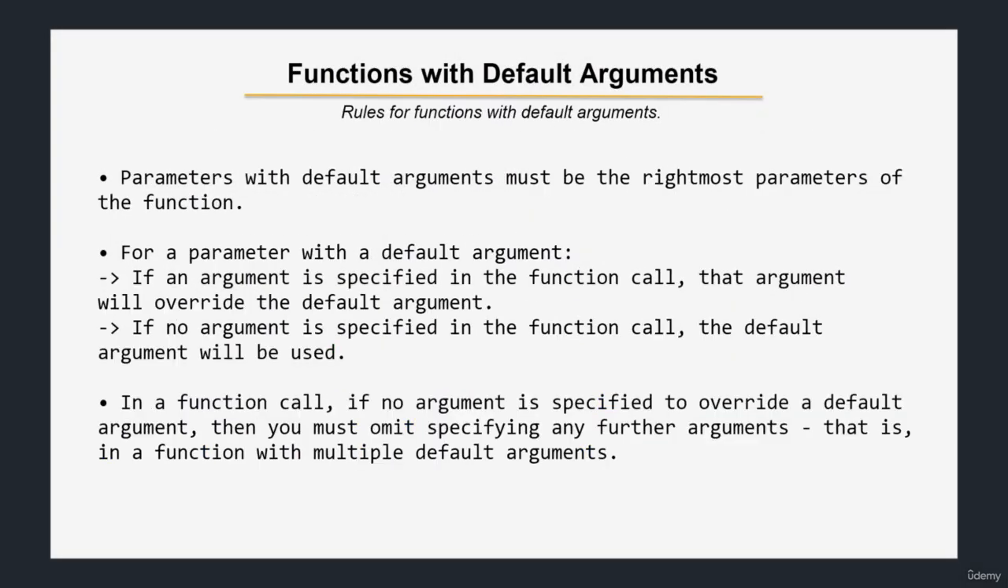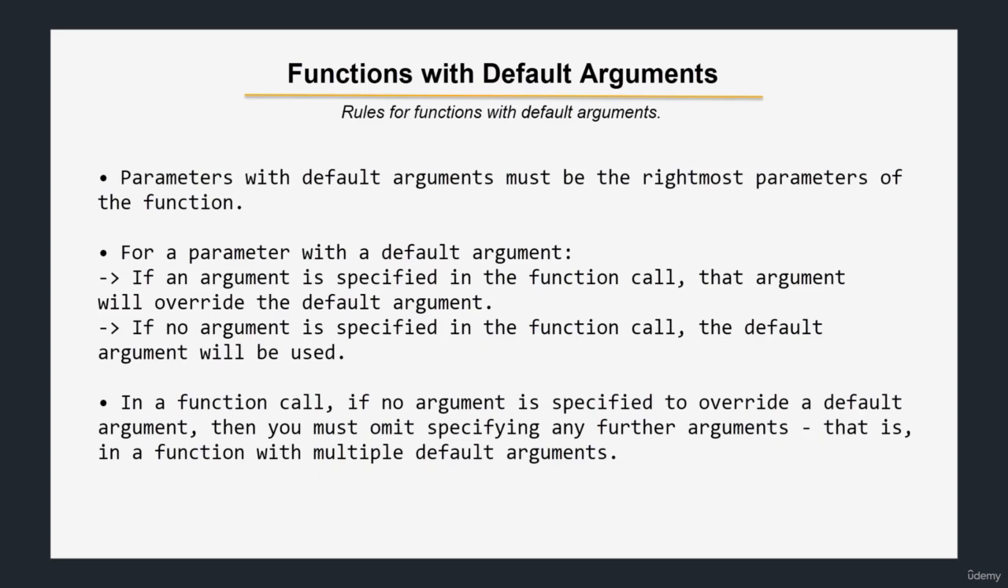You have a few rules for functions with default arguments. Firstly, parameters with default arguments must be the rightmost parameters of the function. So in other words, those parameters will be right at the end of your function prototype or function header, right? Then for a parameter with a default argument, if an argument is specified in the function call, that argument will override the default argument. If no argument is specified in the function call, then the default argument will be used. Okay, so it makes sense. We'll see exactly how to use this in an upcoming example.